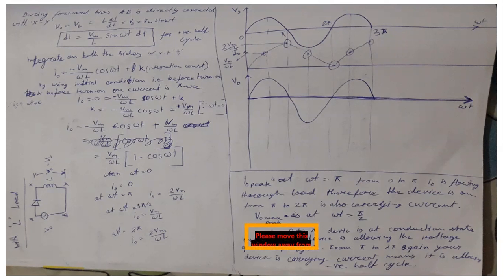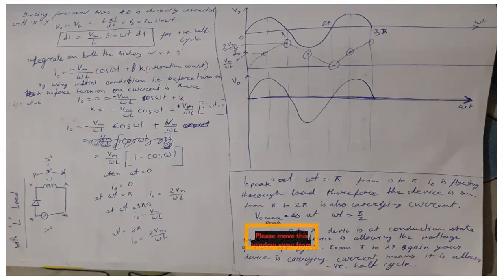When the diode is reverse biased, that time also the current is flowing. Now during 0 to pi, the inductor is storing charge or energy. It will build up some voltage. That potential is less than the instant.